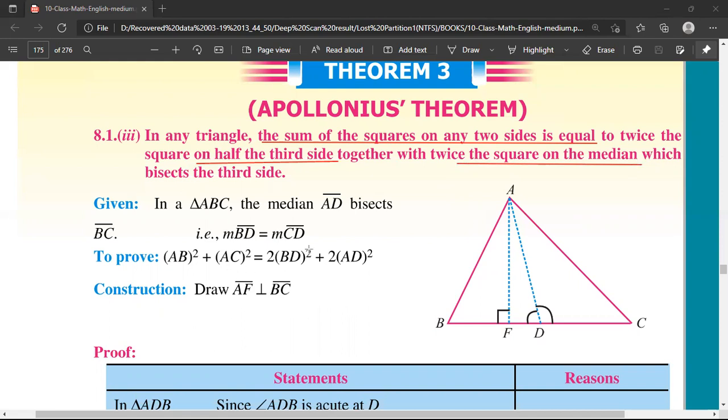So it is the sum of the half side, that is BD, its square times 2, and 2 times the median length, that is 2 times AD square. So this is simply the statement. You just have to make one diagram. Ignore AF because this is for the sake of the proof as a part of the construction. So you just have to remember this bold statement and one diagram, which will be sufficient to explain the concept.